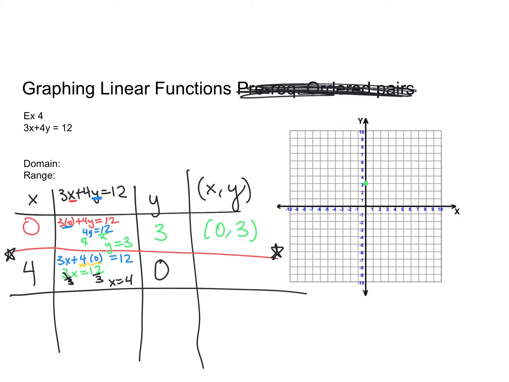And now I have my x value. So my ordered pair would be 4, 0. And that is also the x-intercept. That's where it crosses the x-axis. This is the y-intercept. That's the x-intercept. So when you do that trick, you're actually also finding another important piece of our graph. So 4, 0 would be right here. And then this is what my graph would look like.